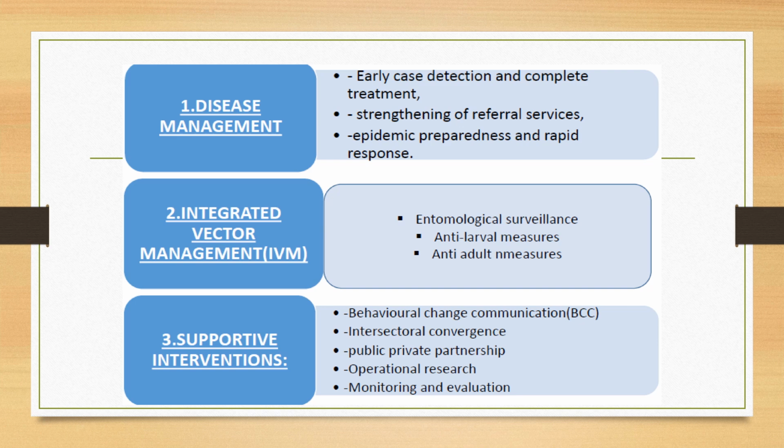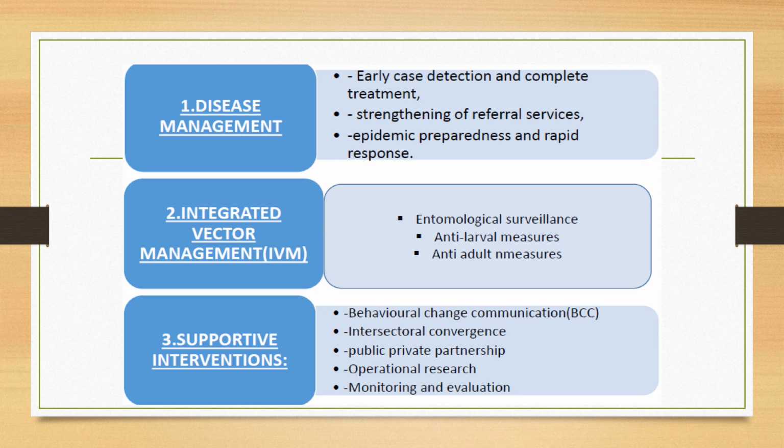So here, for the control of any disease, the most important aspect is early case detection. And then what to do after early case detection? Complete treatment. The next most important aspect is if we can't do complete treatment, then what? Go for referral services. Strengthening of referral services. And as a part of our preparation, we must always be prepared for any epidemic that occurs in the future, and we must rapidly respond to it. So, epidemic preparedness and rapid response.